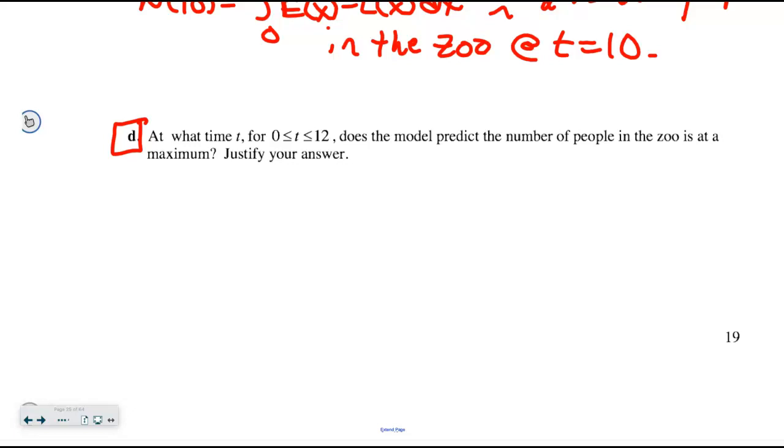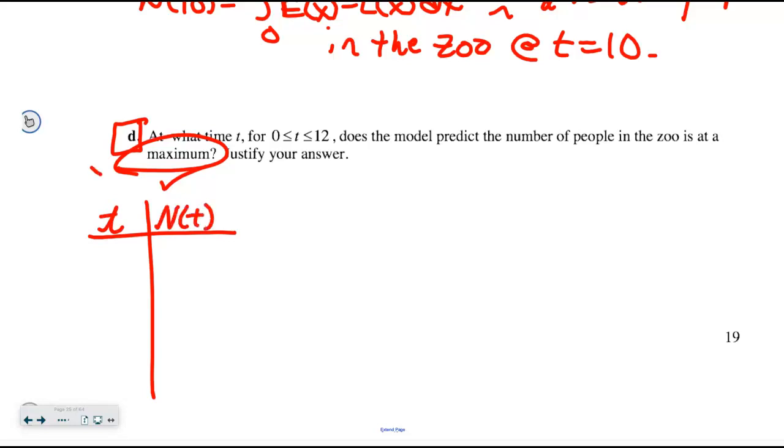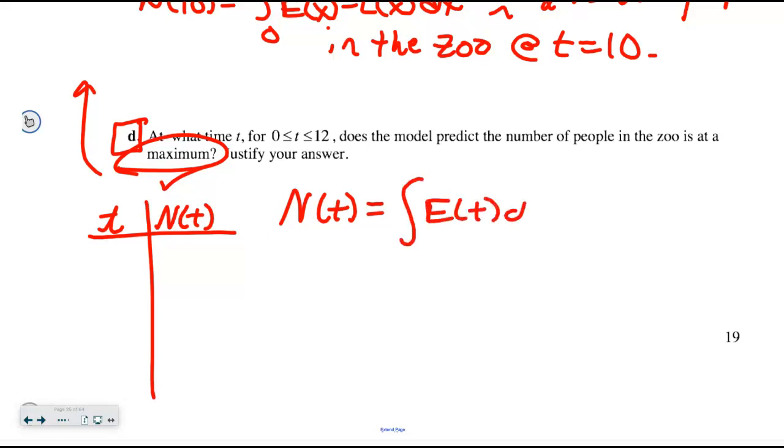So this is asking me, when will I have the most people in the zoo? And I'll be able to know how many there are. Okay, so when I'm asked for absolute extrema, I immediately draw a table. My time is going in, my number of people in the zoo, which is the function that was defined up here. I'm going to write that down again. It was N of t equal to the integral of how many people entered. And you can put t's or x's, they don't care. But this is from 0 to t, so I'm just going to use t's, even though the model has x's.